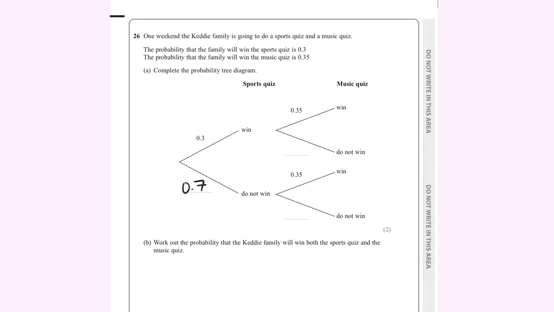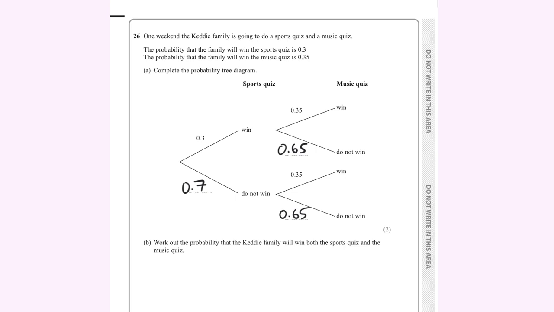0.35 chance to win the music quiz. So we're going to do 1, take away 0.35. If you're not sure, you can use a calculator, but you will get 0.65. Alright. And again, same at the bottom here, 0.65. Just filling in all the gaps. Alright.